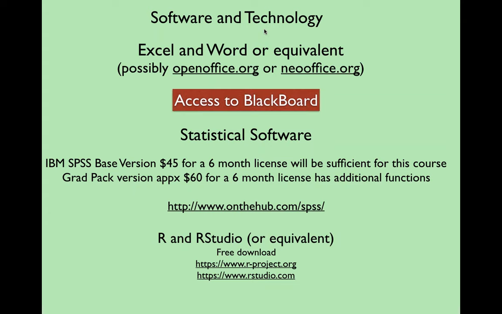Now there's a couple of versions. The base version, which is the cheapest, is about $40 for about 6 months. That version will do everything we need to do in this course. There's also something called a grad pack version, which for 6 months is about $15 more, about $50 or $55. That version has some additional functions in it. For instance, it has something called linear regression.